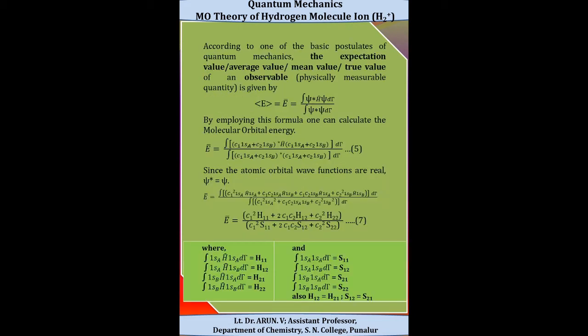According to the basic postulates of quantum mechanics, the expectation value of energy is equal to integral of psi star h cap psi dt divided by integral of psi star psi dt. By employing this formula, we can calculate the molecular orbital energy E by substituting the value of h cap and psi in this equation. Therefore, E is equal to integral of (C1 1sA plus C2 1sB) star h cap (C1 1sA plus C2 1sB) dt divided by integral of (C1 1sA plus C2 1sB) star (C1 1sA plus C2 1sB) dt.